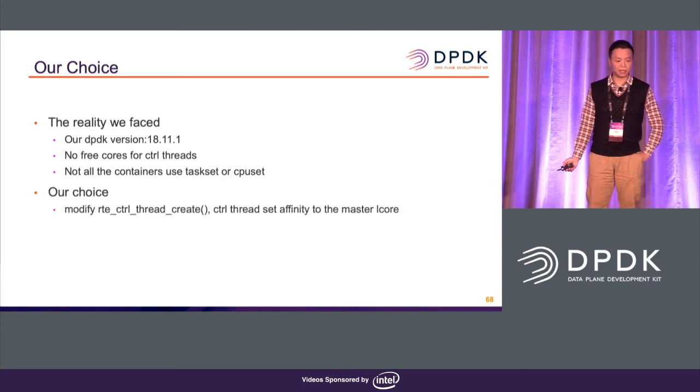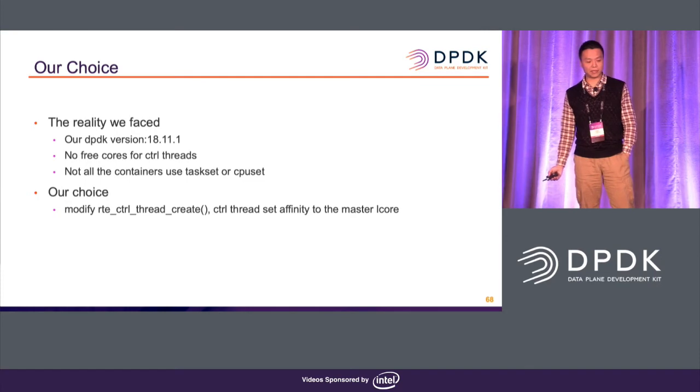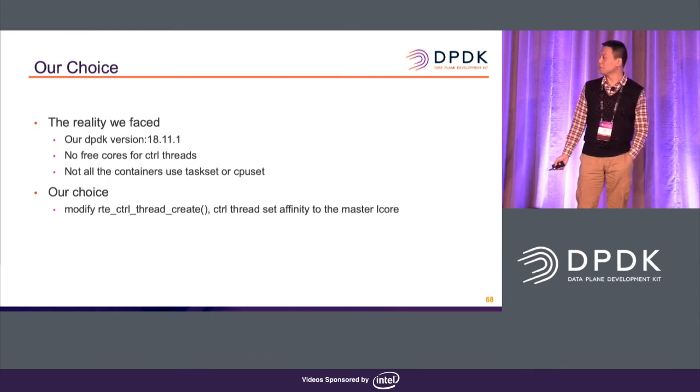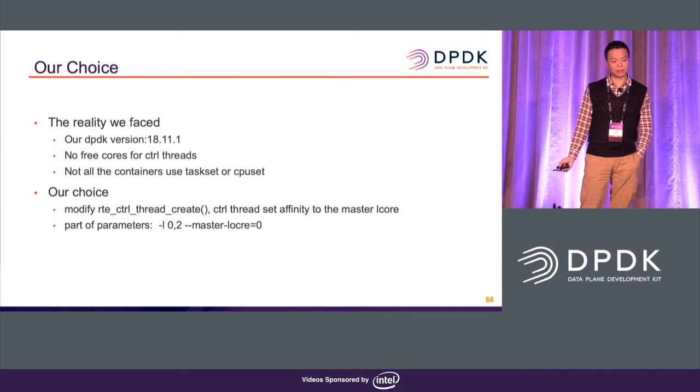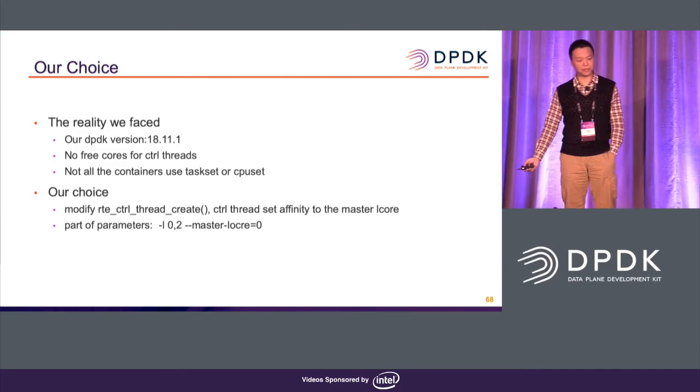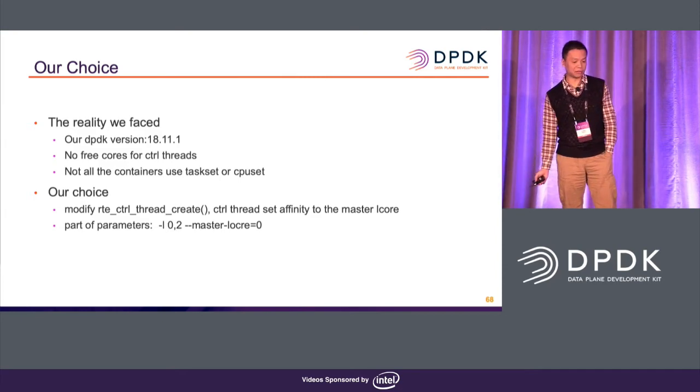Our choice is to modify the rte_ctrl_thread_create so the control thread sets affinity to the master lcore. This is part of our parameters: -l 0,2 and master lcore equals 0.